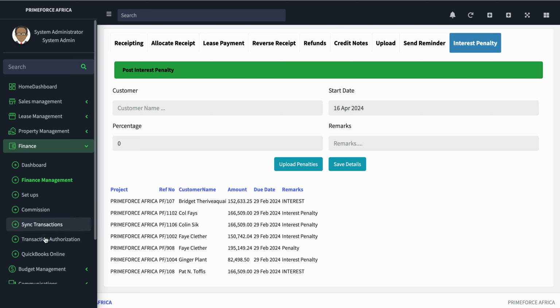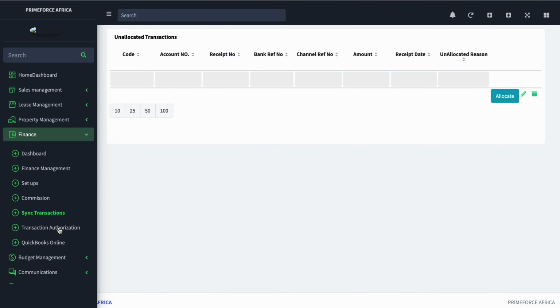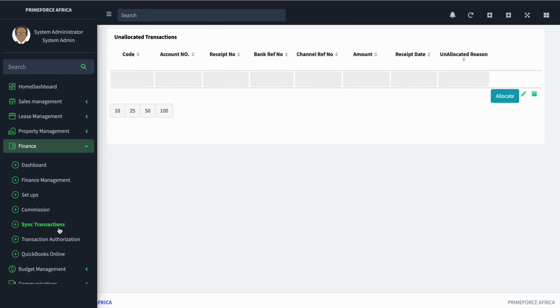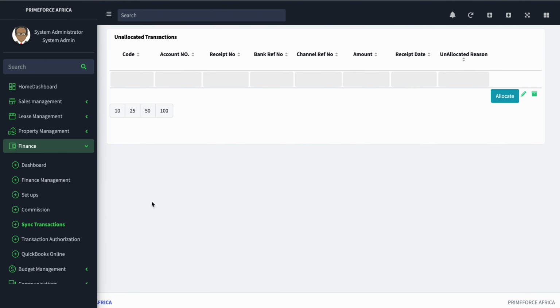The second collection process is automated collection, which is a direct integration from your bank or your mobile money or the Primeforce Pay process. From here, all the transactions coming from that integration service would be automatically reviewable here. For those that are identifiable by the unit, the system will automatically receipt. For those that are not identifiable by the unit, you're able to come in and do an allocation onto the very customer based on the receipt that has been done.